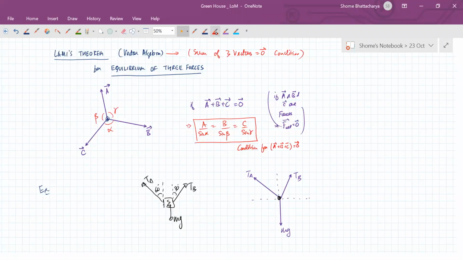Now, what are the things that we know here? We know that this angle is 30 and this angle is 60. Okay, and of course this angle is 90. And we know that the weight is equal to how much? The weight was 100 newtons. Okay, so in the earlier format, what do the angles become?